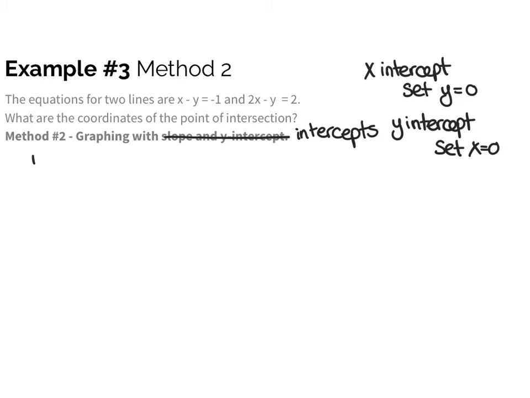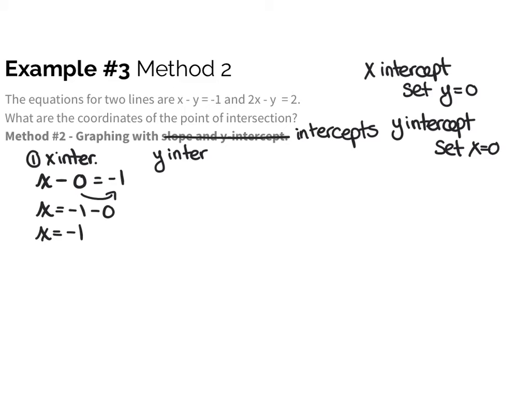So for the first one, when I did the x-intercept, we set y equal to 0. So x minus 0 equals -1. I talked about how we would move the 0 over. x equals -1 minus 0. Anything minus 0 just stays the same. So x equals -1. Then we did our y-intercept.